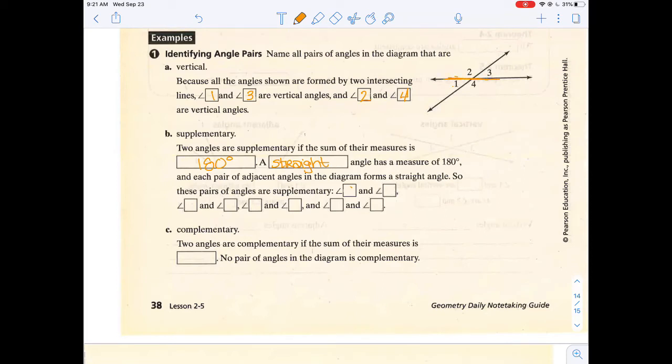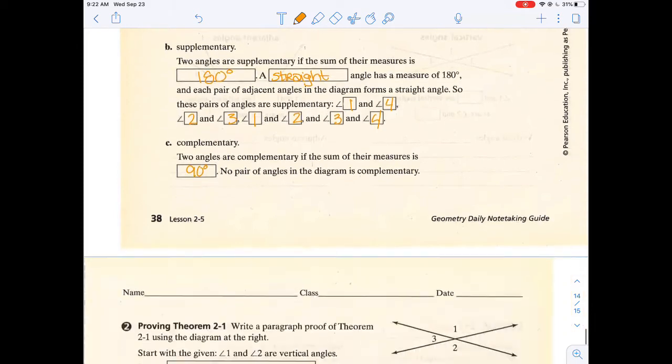So, 1 and 4, and 2 and 3 are supplementary. Then I've got a straight line here. So 1 and 2 are supplementary, and 3 and 4 are supplementary. Okay. Complementary. Two angles are complementary if their measure is 90 degrees. None of these up here make a 90-degree angle, so there are no complementary angles.